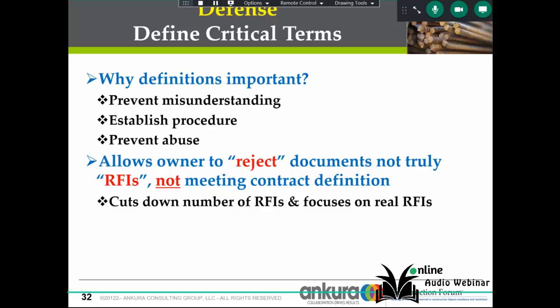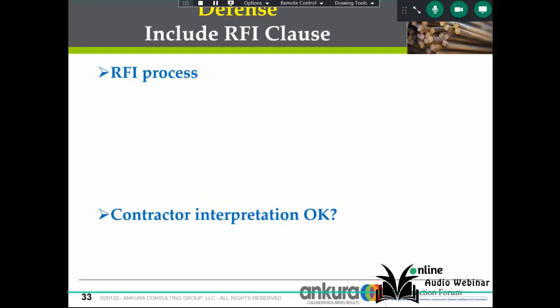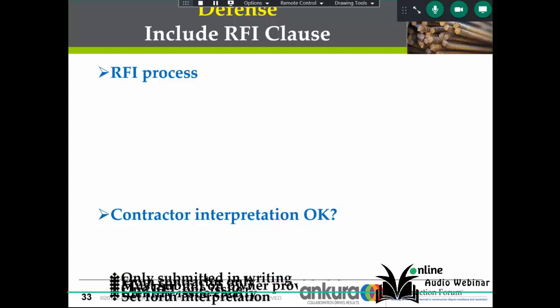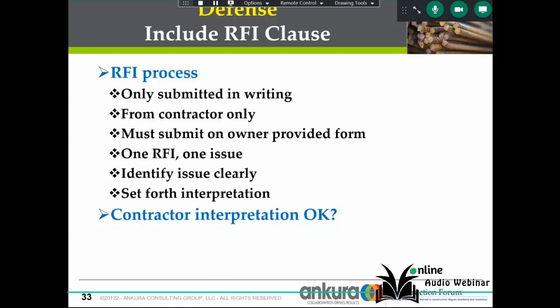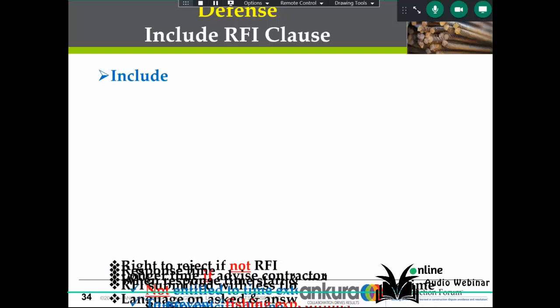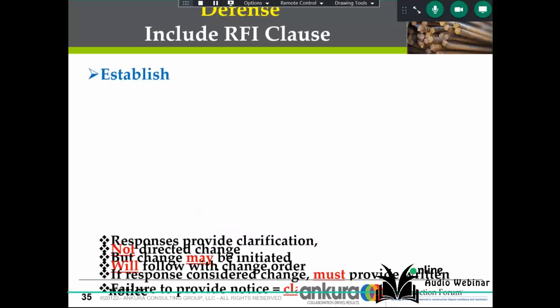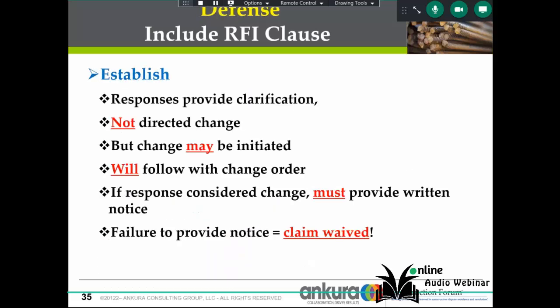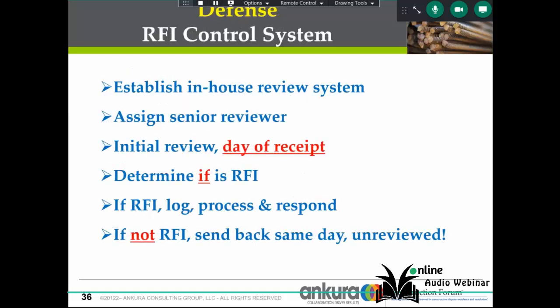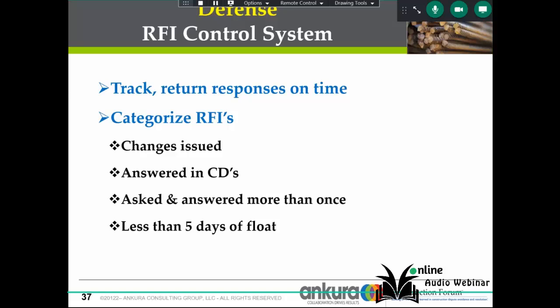It prevents abuse of the process. Then include an RFI clause. RFIs can only be submitted in writing. Include the right to reject if it's not an RFI. Include a response time. And then establishing the same thing, responses are clarifications, not directed changes. And then establish an in-house review system. And then track your return and response times.